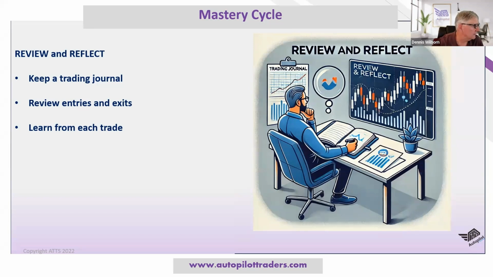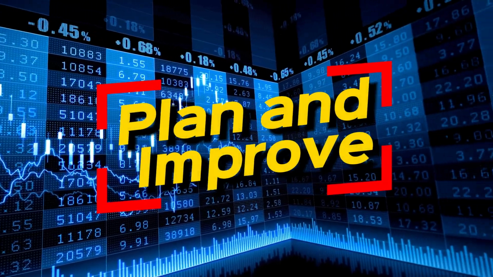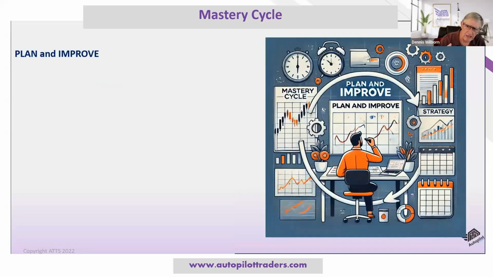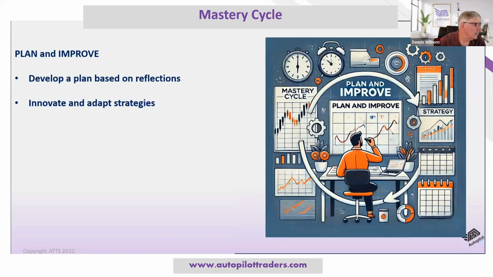Then plan and improve. The third step, plan and improve. This is akin to the stage of unconscious competence. Based on your reflections, develop a plan and then innovate and adapt strategies. Now, what does that mean exactly?